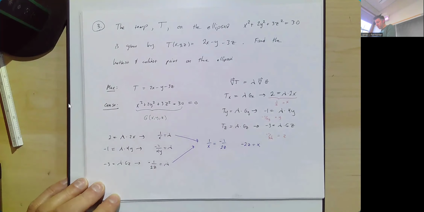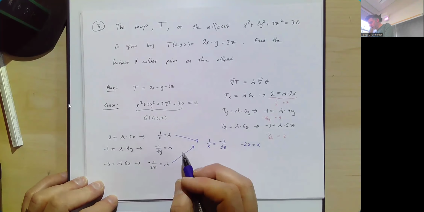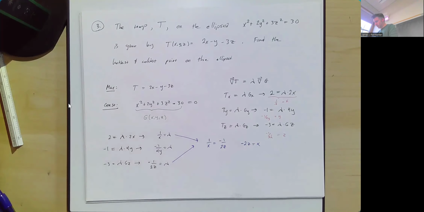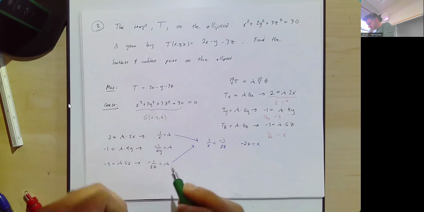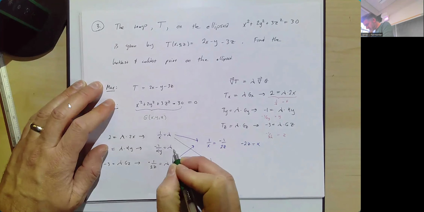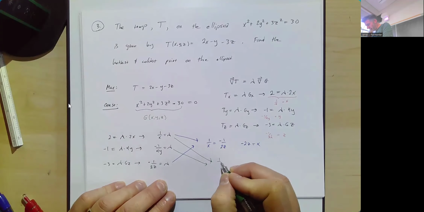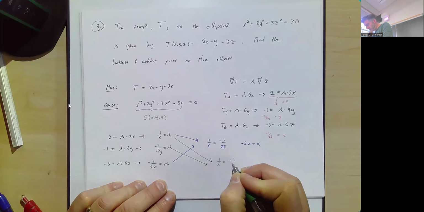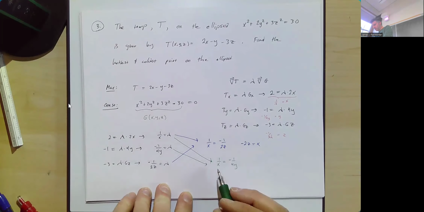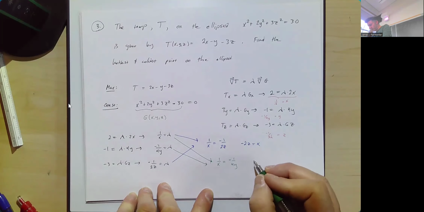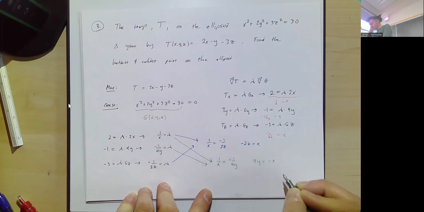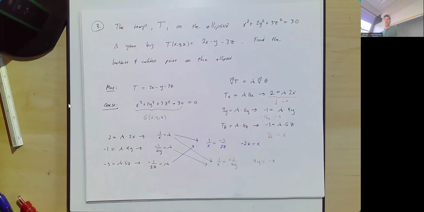And then picking the first and second equation, using a different color, we're going to get 1 over x equals -1 over 4y. And then cross multiplying, we get 4y equals -x. And since x is showing up twice, we solve for things in terms of x.